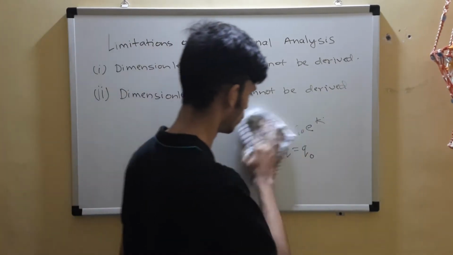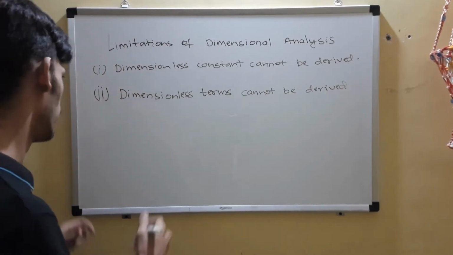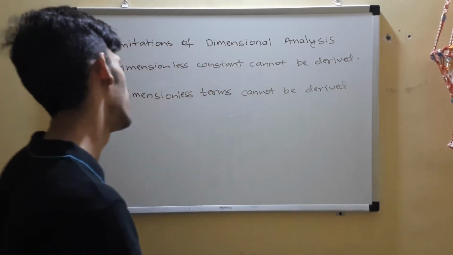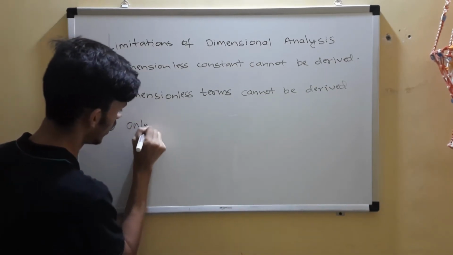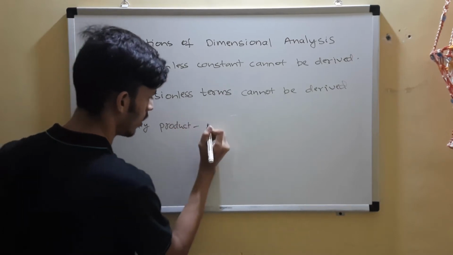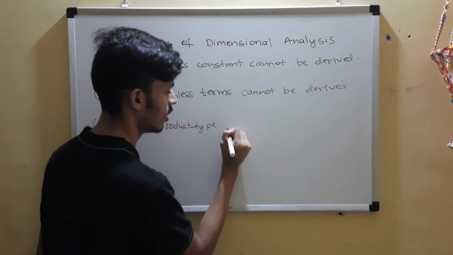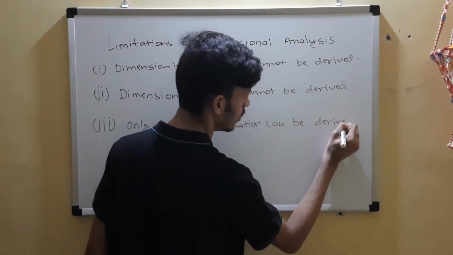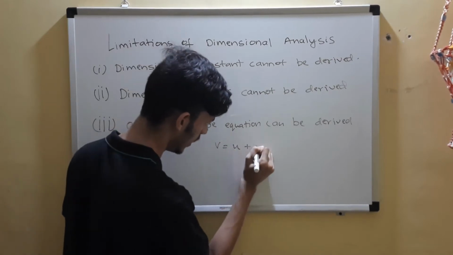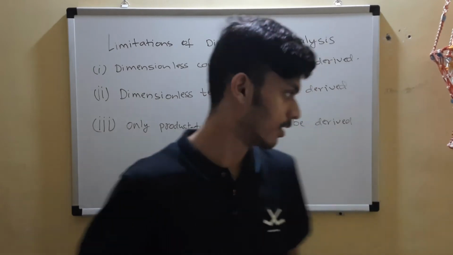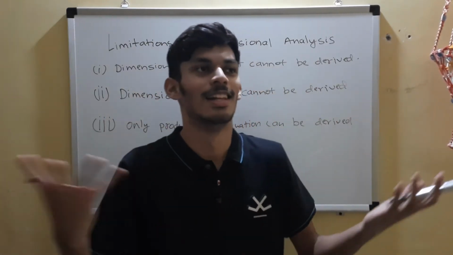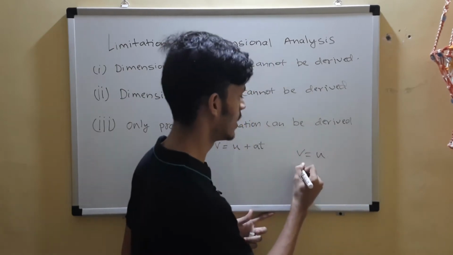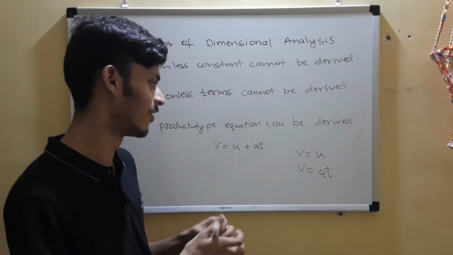What can we think more of now? If you can remember the formulas that we had derived, you could have seen the pattern. Only product type equations can be derived. For example, if you have v is equal to u plus at and you try to derive this through dimensional analysis, you will get stuck in between, or you'll have two answers. One will suggest that v is equal to u and the other will suggest that v is equal to at. You can try it, it will be fun if you do.